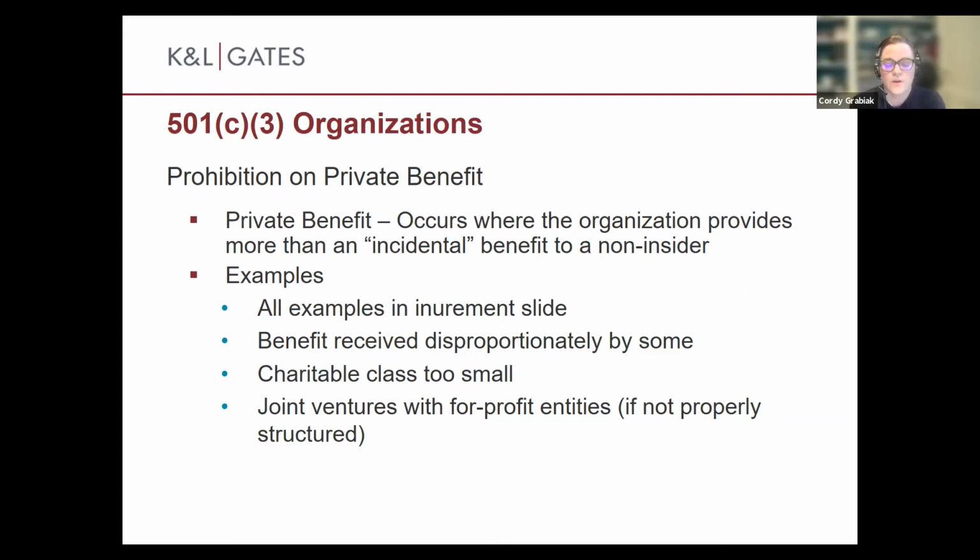So you may say, well, I'm setting up an organization that's going to provide housing for homeless people, but it's really just focused on maybe a family member or a small group of friends, right? That's a charitable class that's too small. It has to be a very broad class. Private benefit can also occur when a tax-exempt organization enters into a joint venture with a for-profit organization if it's not structured properly, if there are disproportionate benefits that go to the for-profit versus the nonprofit, and some other aspects. That can get into a really complicated area. But that's an area where private benefit can occur also.